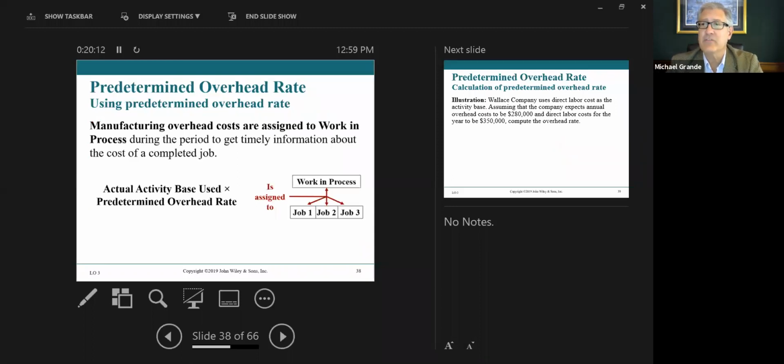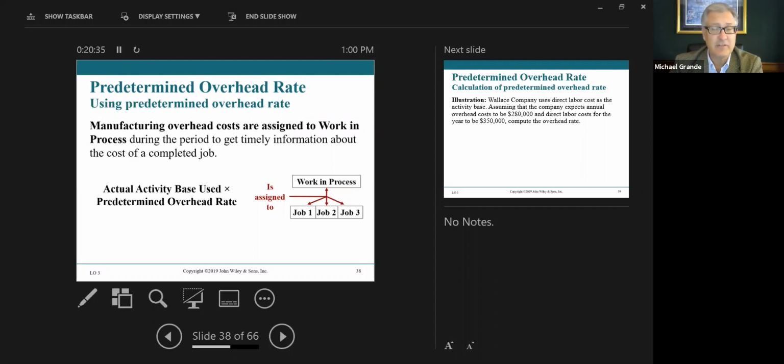Manufacturing overhead costs are assigned to work in process during the period to get timely information about the cost of a completed job. So the manufacturing overhead applied to a job equals the predetermined overhead rate times actual activity.